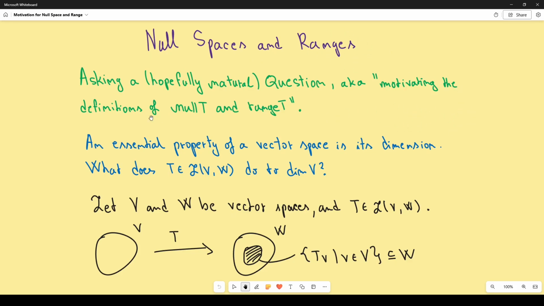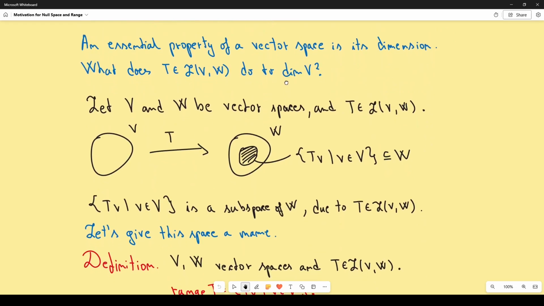Specifically in this video, we will be attempting to give a somewhat meaningful and natural motivation for the concept. So, asking a hopefully natural question, aka motivating the definitions of null T, null space, and range T, range. An essential property of a vector space is its dimension. So, what does a linear transformation T from V to W do to, well, the dimension of V?